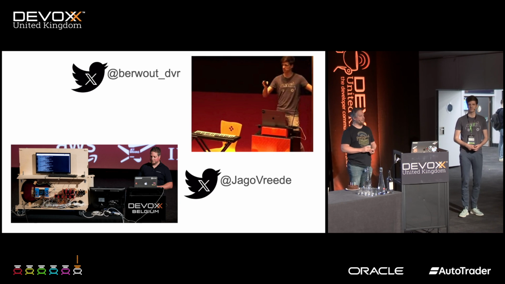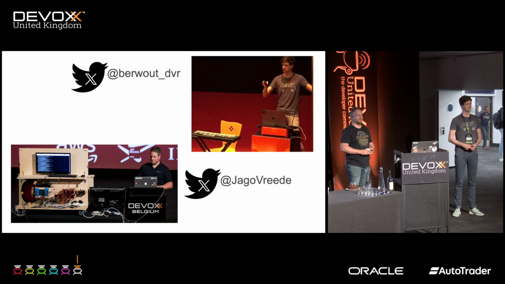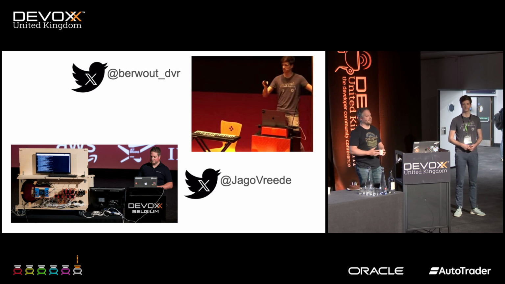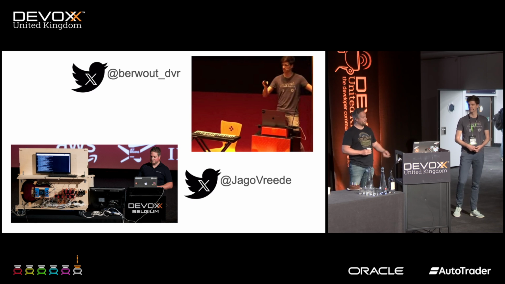So my name is JAGO de VRIEDE, and I really like doing stuff with musical instruments. I play an instrument myself, but in this case, I created an acoustic guitar, automated it. So I like music, and this is BERWOUT.